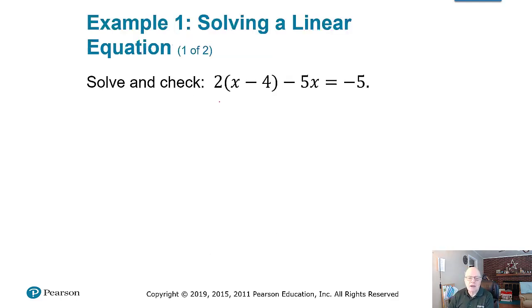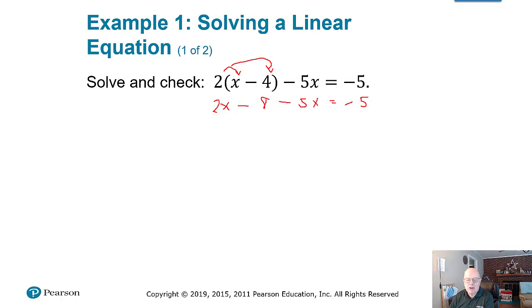So here's an example, and remember I'm using the mouse, so bear with me on this. So 2 times x minus 4, use the distributive property. You're going to multiply times the x and times the 4. So you have 2x minus 2 times 4 is 8, minus 5x, you're still on the left side, and then comes the equal, and the -5 is all by itself, so we don't do anything with it right now. So we took care of the parentheses, the grouping symbols, with the distributive property.